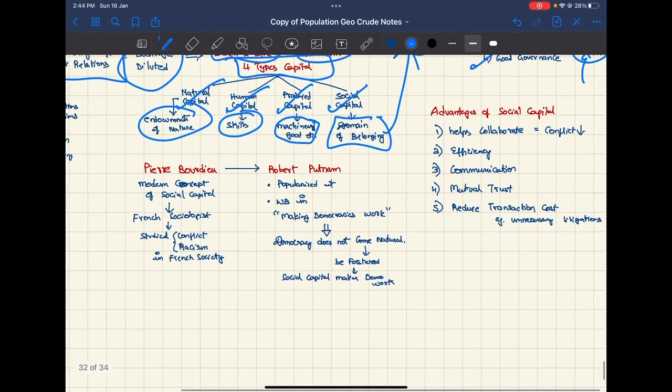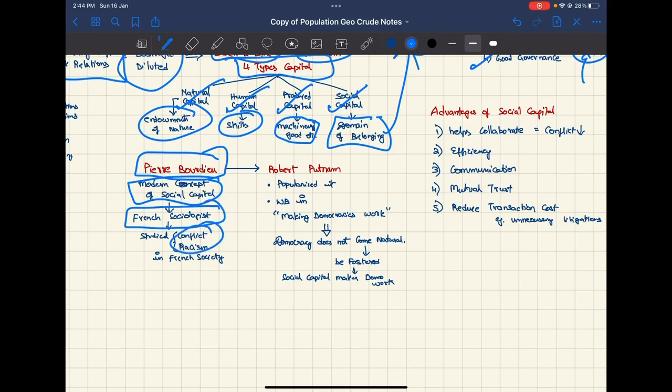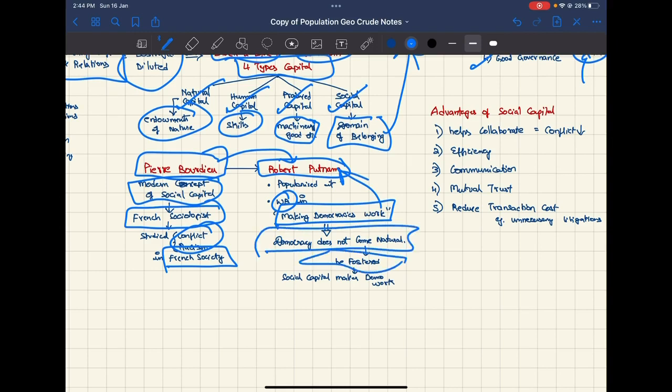Now the modern concept of social capital was developed by Pierre Bourdieu, a French sociologist who studied conflicts and racism in French society. Later, it was popularized by Robert Putnam. The World Bank, in its Making Democracies Work, acknowledged his work: democracies do not come naturally, they must be fostered. Therefore, social capital is a must for democracies to work.